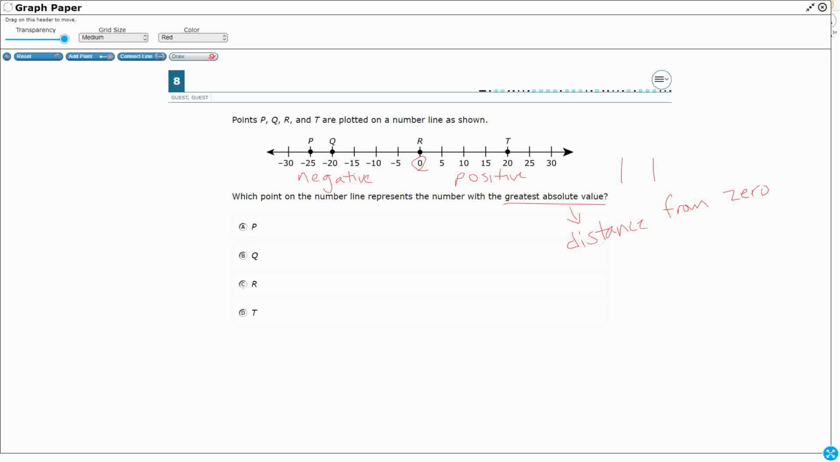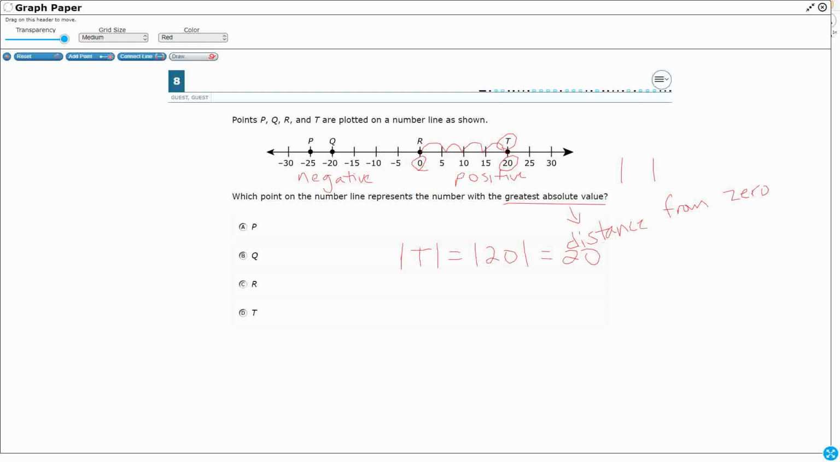Okay, so for example, let's start with T, and then we're going to move our way backwards. Okay, so the absolute value of T. Well, T is sitting right there at 20. So the question is, how far away is 20 from 0? Well, it's 5, 10, 15, 20. 20 is 20 away from 0. So the absolute value of 20 is going to be 20. Seems like that doesn't change much, but what it really does is change our negative numbers. So 20 is 20 away from 0, doesn't matter which direction it is.